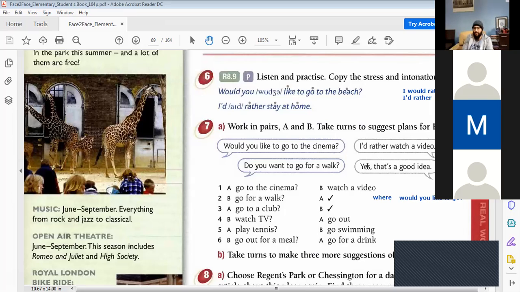Can you say it, Manal? Where would you like to go? Yes. Good. Correct. Where would you like to go? Good. Okay, let's see the next one.